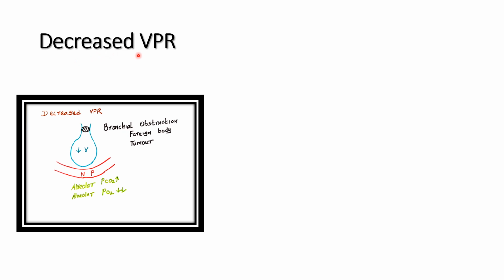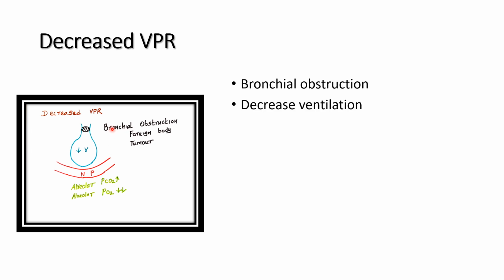A decreased ventilation perfusion ratio mainly occurs during foreign body obstruction of the bronchi, and when some tumor obstructs the bronchi. So it decreases the ventilation in the alveoli, but the perfusion in the blood vessel is normal. It mainly occurs in bronchial obstruction. At the same time, alveolar PCO2 is increased because gas exchange does not occur. So alveolar PCO2 increases and alveolar PO2 decreases.